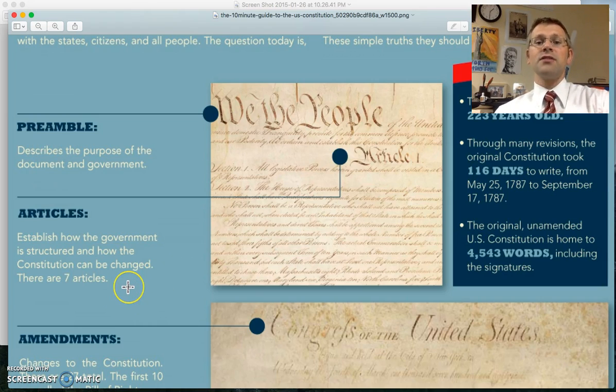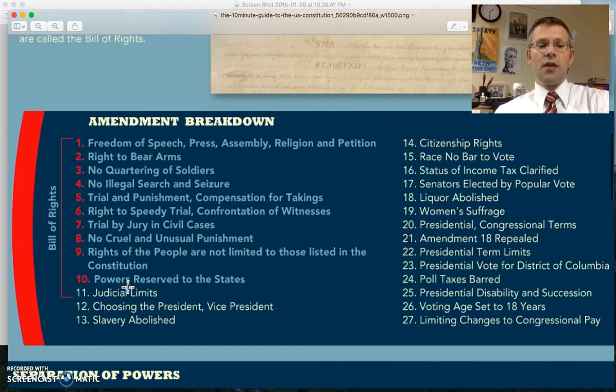And the 7th and last article is the process of ratifying the Constitution. So we needed 9 of the 13 original states to say yes to the Constitution, which they eventually did. And here are our first 10. The Bill of Rights gets added a little bit later.